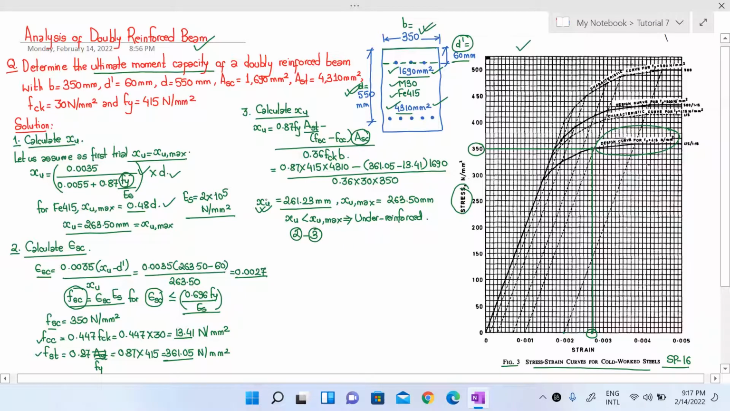That means, now assume the value of XU to be another value. You can take the value of XU to be the average of your two values here. For example, the initial value that we have got here is 263.50, and the final value here we have got is 261.23. So you can do the average of these two values, and the new value of XU which we get after doing the average, you can use to determine this epsilon SC, FSC, FCC and FST.